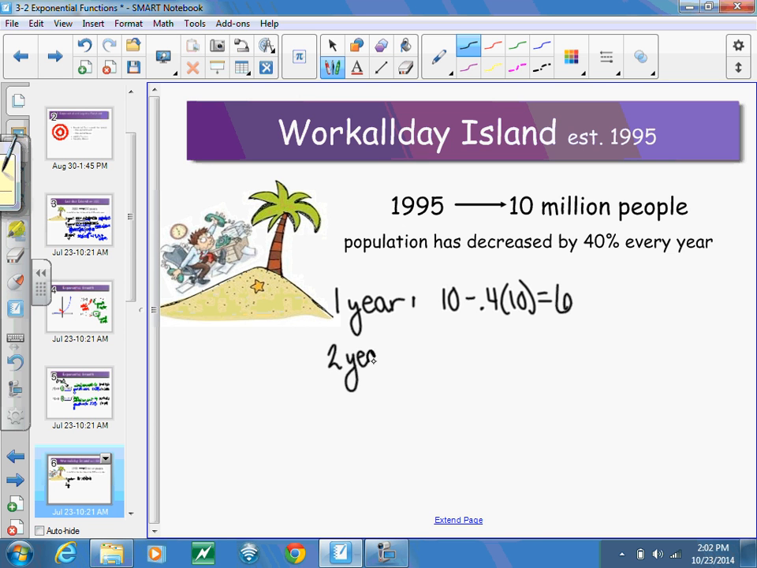After 2 years at this rate, we're going to take that 6 million people that are there, and then subtract 40% of that 6 million people, and then we would end up with 3.6 million people. So 3.6 million would be 3,600,000 people that would still be on this island. Well, just like when we were looking at Lazy Day Island, what happens if we want to figure out how many people are going to be on this island after 20 years, because maybe it'll be extinct by then.